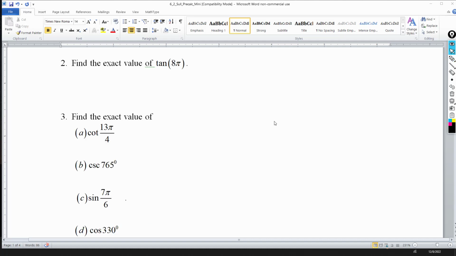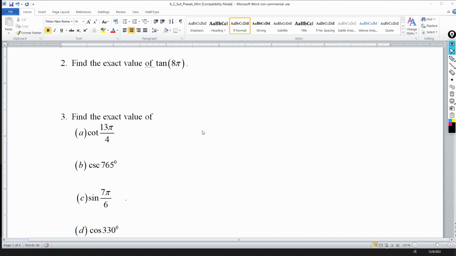Now for the other ones here, find the exact value, and again we want to use the unit circle. Do you have to? No, you don't. You can get these using reference angles and so forth, but the instructions are to use the unit circle, so you have to have the unit circle, or you can create it.